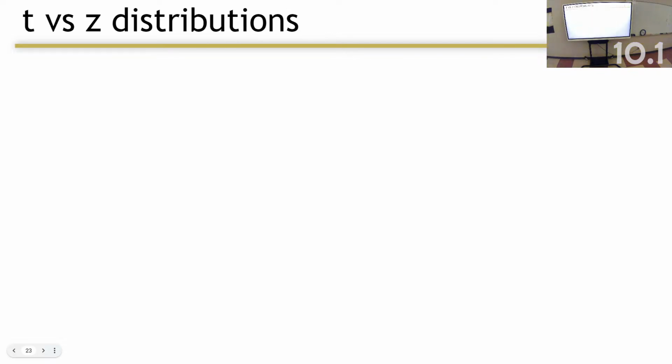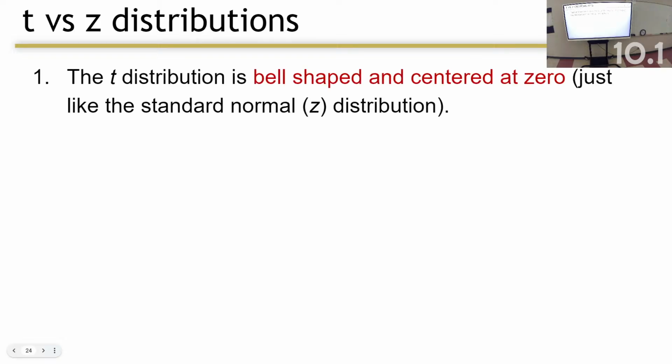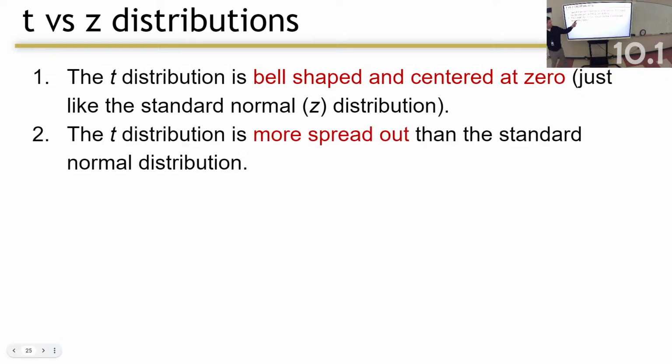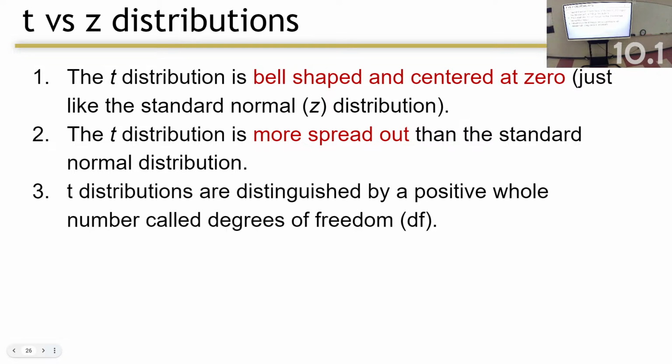All right, so let's talk about the differences between T's and Z's. The T distribution is still bell-shaped. It's still centered at 0. Okay, so there's not much difference there. T distributions are more spread out. They are wider. So if they're wider, they're not as tall. They're more spread out than a Z distribution. T's are more spread out because there's more variability. We're estimating too much stuff going on.